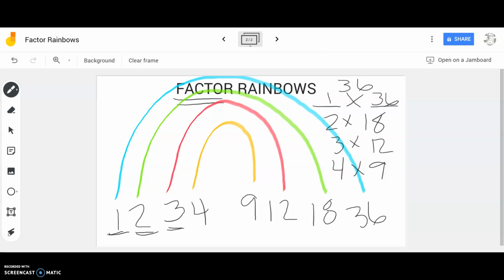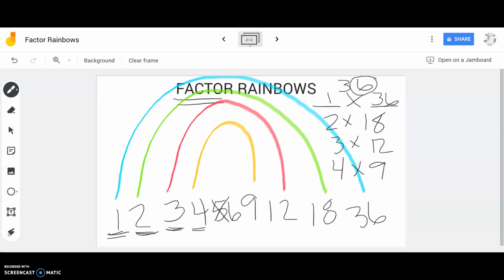1, 2, 3, 4, 5. 5, 10, 15, 20, 25, 30, 35. Nope, that's not going to fit. And I know that because I know multiples of 5 have to end in a 0 or a 5. This ends in a 6. This is not a factor. So I'm going to cross it off and ignore it because 5 is not a factor of 36.